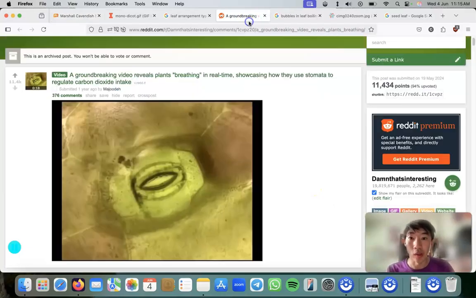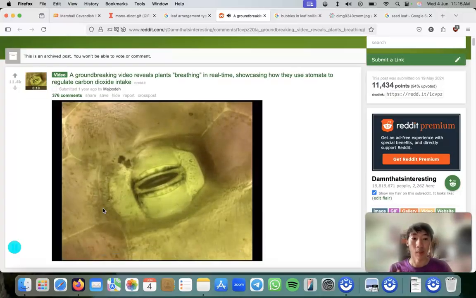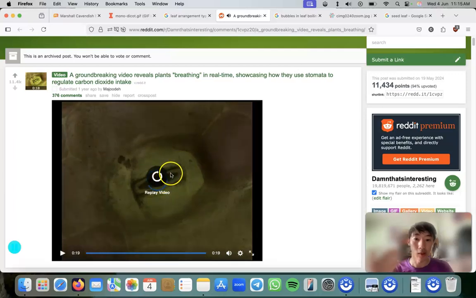I wanted to show you this video of the stomata that's actually moving. So plants, just like animals, like humans, need to do gaseous exchange. But unlike humans, where we need oxygen and we breathe out carbon dioxide, plants actually do the opposite. So plants take in carbon dioxide into the stoma, and they release oxygen. But that is only during photosynthesis.